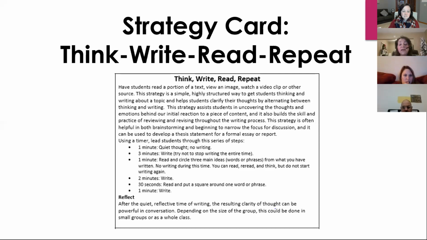Then give them 1 minute to read through what they wrote and circle 3 words or phrases, or 3 of the most important things. They can't write anymore. They can read, reread, and think, but they can't start writing again. Then you give them 2 more minutes to write about whatever they circled. Once you try it, you'll see it's the actual determining of the most important things that then gives them something else to write, usually a deeper reflection.